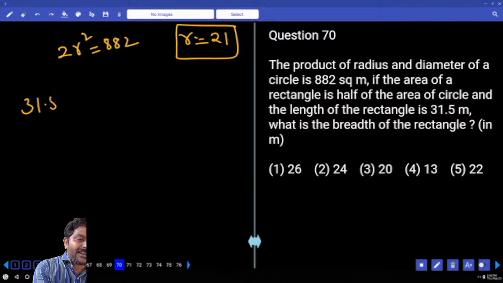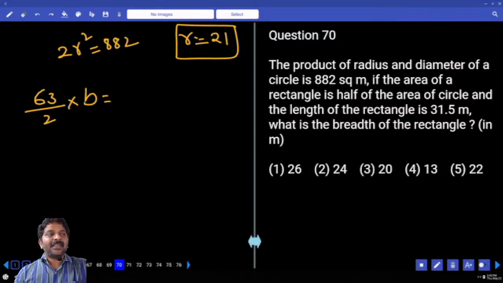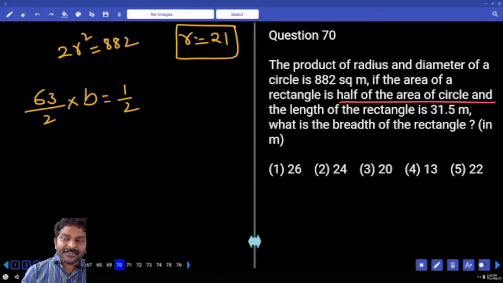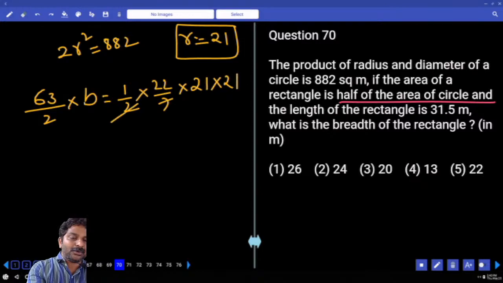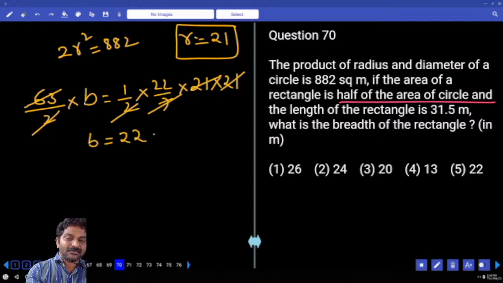Area of the rectangle, length into breadth, let it be b. 31.5 for some time being, shall we write it as 63/2? Matladandi. And area of the rectangle must be equal to half the area of the circle, circle area, pi r square. And then 2 gets cancelled. 21 3 times 3 7 times 7 cancel, b is equal to 22.